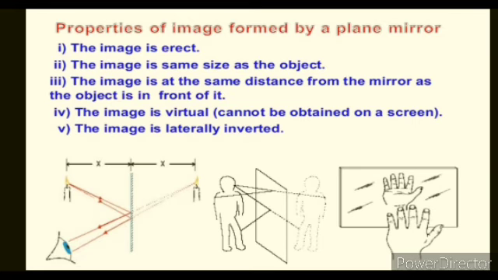The properties of the image formed in a plane mirror. The image is erect. The image is the same size as the object. The image is at the same distance from the mirror as the object is in front of it. The image is virtual, which means it cannot be obtained on a screen. The image is laterally inverted. These are a few characteristics or properties of the image which is formed in a plane mirror.